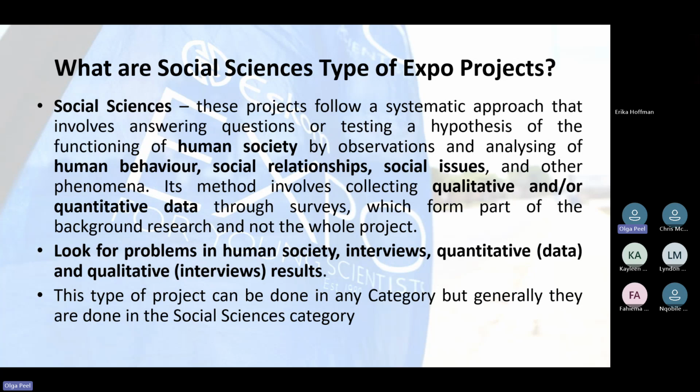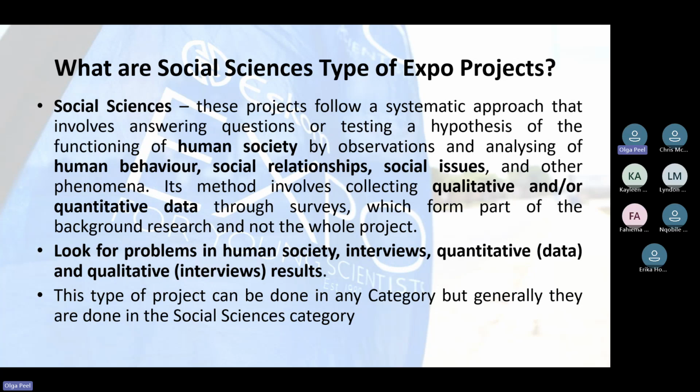So what are social science projects about? They're looking at problems in human society. That's really it. And from the learner point of view, I reckon that's where they started. Now, this type of project can be done in any category, but the social sciences type of Expo project is usually done in the social science category, category 13. Keep this page in mind as we go through the details of the project, because it's all about the people.